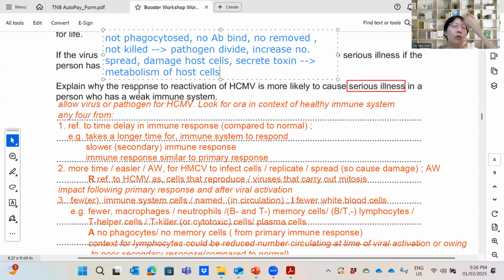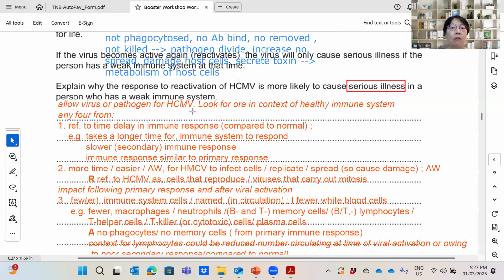So when you explain these two parts, you get the full marks. So you really need to pay attention to the keyword. What is it the question want me to answer? Starting from weak immune response is what I need to talk about. What do you mean by weak? And then followed by serious illness. What do you mean by serious illness? Okay, so let's look at the mark scheme.